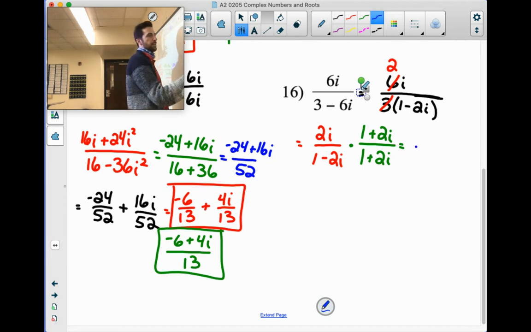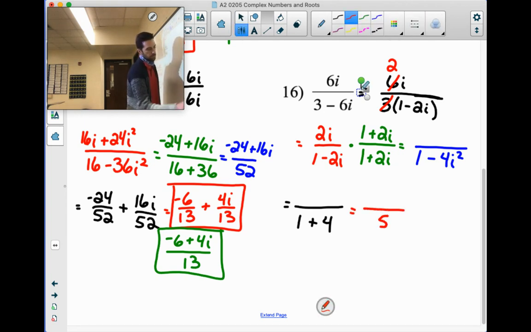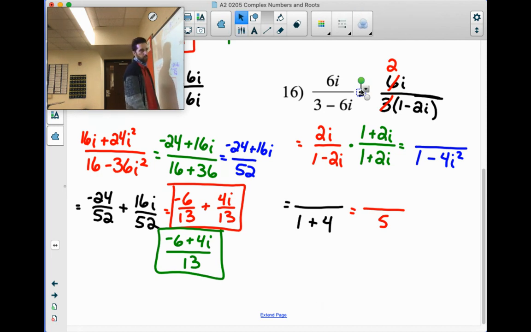So the denominator: we square the first term, 1. We make it a minus, we square the last term, 4i squared. Remember, negative 4i squared becomes plus 4. And 1 plus 4 would give us 5 for our denominator. Cool. Let's finish up the numerator here.